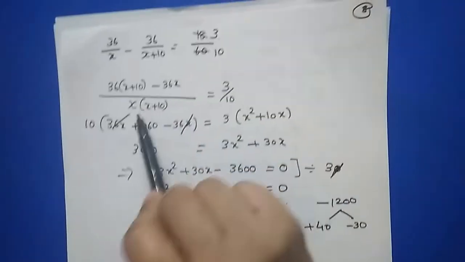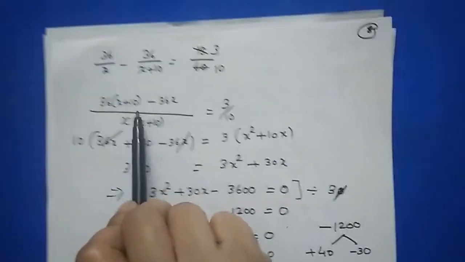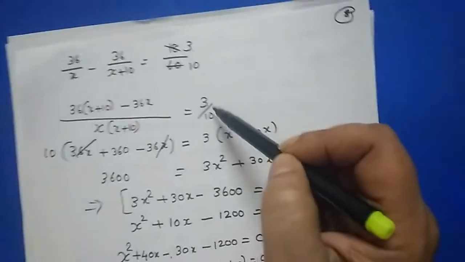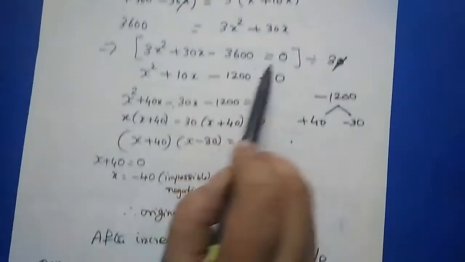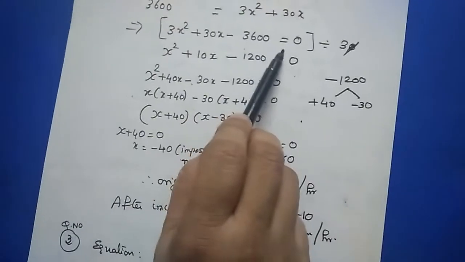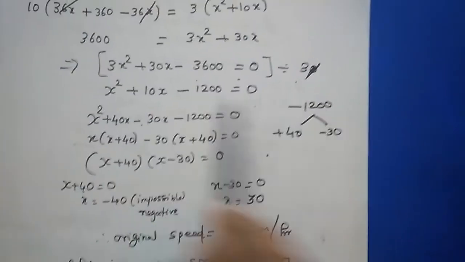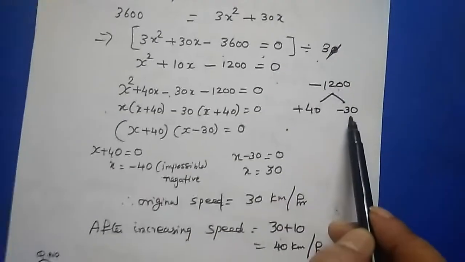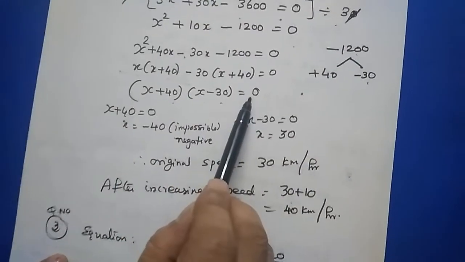Now, take the LCM. x into x plus 10, you are taking 36 into x plus 10 minus 36x is equal to 3 by 10. By simplifying, you are getting the equation 3x squared plus 30x minus 3600 is equal to 0. 3 is common, so divide by 3, you are getting the simple equation. Now, splitting the middle term, you are getting x plus 40 into x minus 30 is equal to 0.